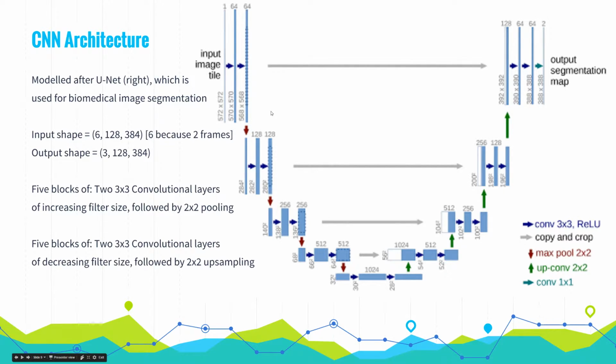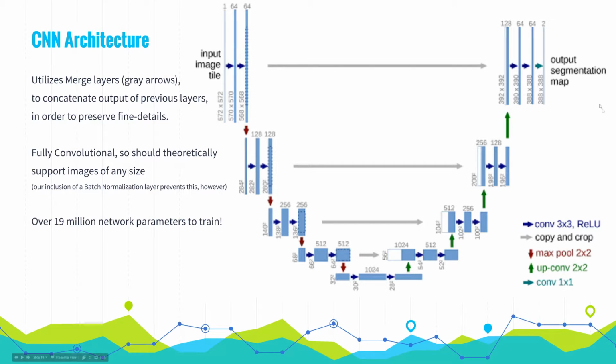The main part of the network consists of these 2 key blocks. So we have 5 blocks of 2 3x3 convolution layers with the filter size increasing on each of the blocks. And each block is followed by a 2x2 max pooling layer. And for the other set of blocks, we have the same exact thing while the filter size is decreasing, and then it's followed by a 2x2 upsampling layer. So we sort of have a symmetry in this network that allows us to merge the outputs of the first half of the layers in the network and concatenate them to the outputs of the second half of the network.